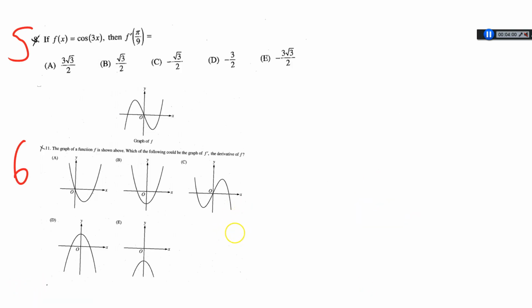All right, next up. Cosine of 3x. They want f prime of pi over 9. So let's do f prime of x first. That would be, so derivative of cosine is negative sine of 3x. Then chain rule, multiplied by the derivative of the baby, which is 3. So let's write that as negative 3 sine of 3x.